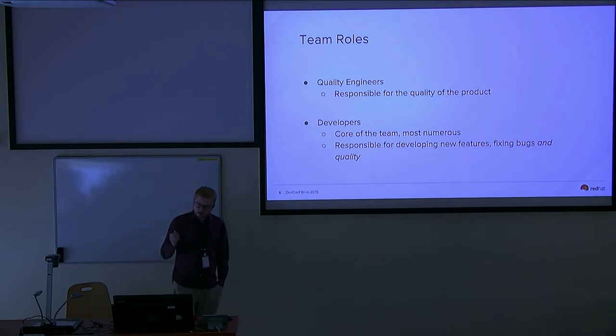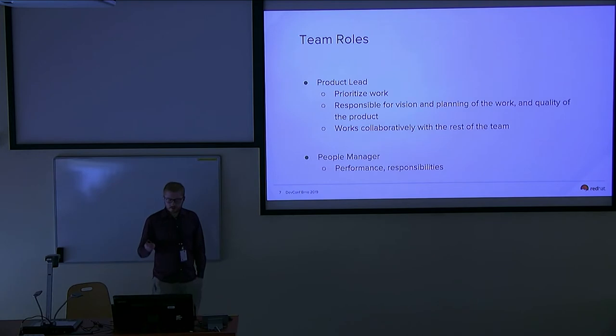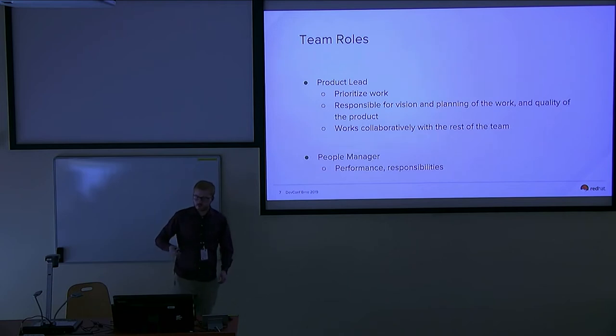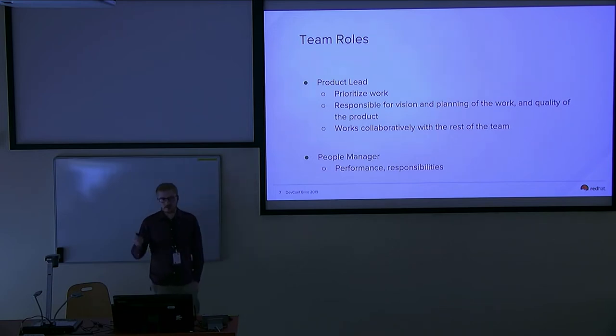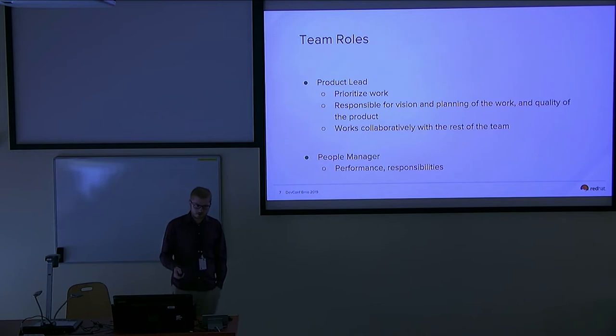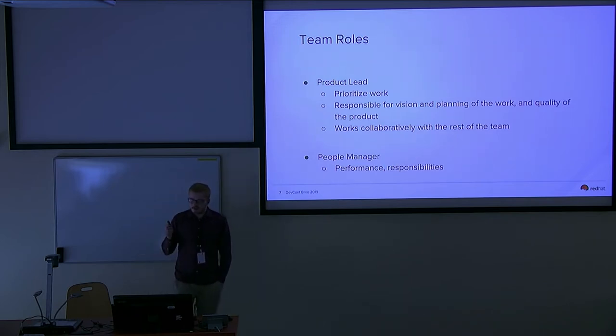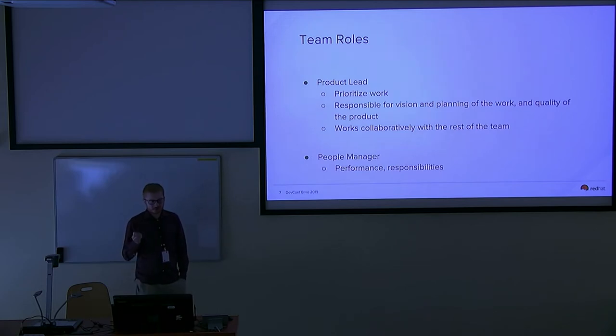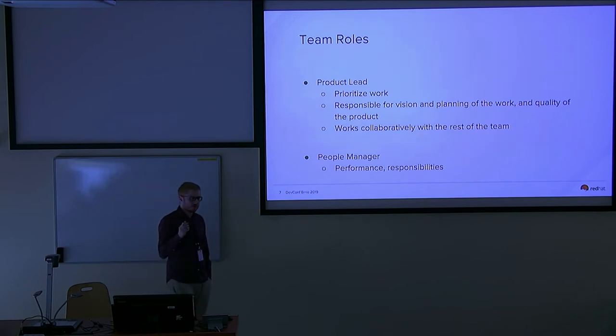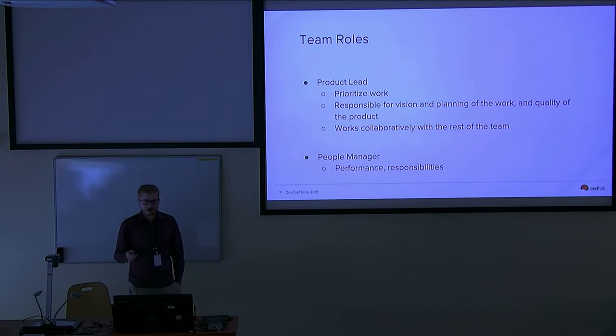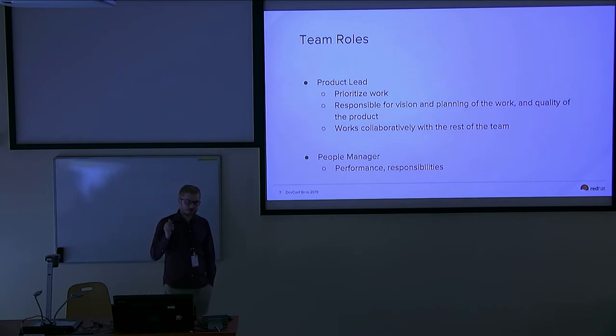The third actor is a product lead, who prioritizes work, is responsible for vision and planning of the work, and again, is responsible for quality of the product, because quality of the product is everyone's responsibility. And the last one is the people manager, who cares about performance of the team members and cares about team members doing what they are responsible for.